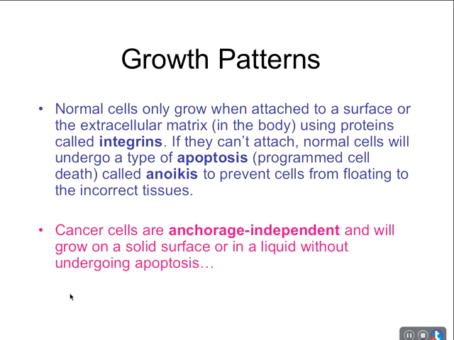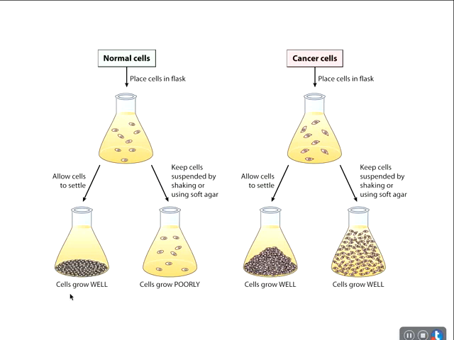A little diagram here showing this. Normal cells versus cancer cells. Normal cells, of course, if you allow them to settle, will attach to the bottom of the flask. They'll grow in a monolayer. They'll be very happy because they're anchorage dependent and they're also responding to density signals. Here, if you keep that flask moving, they're never able to attach to the bottom. They will not grow very well. They won't grow if they're not attached to a solid surface.